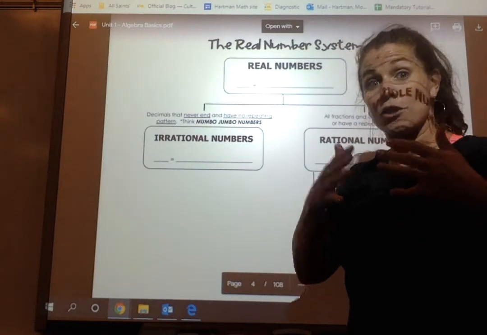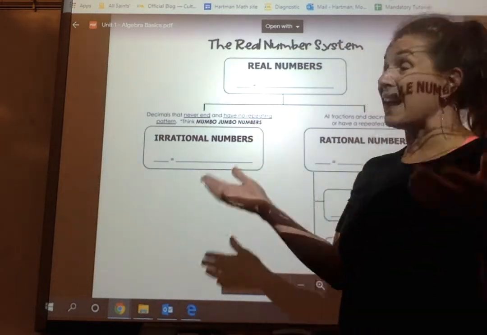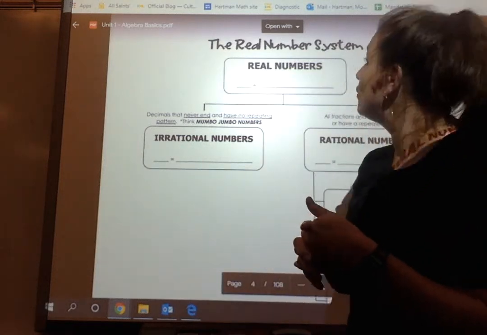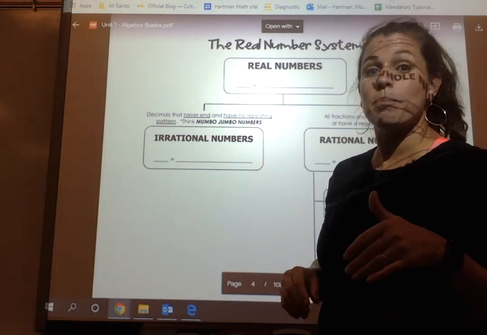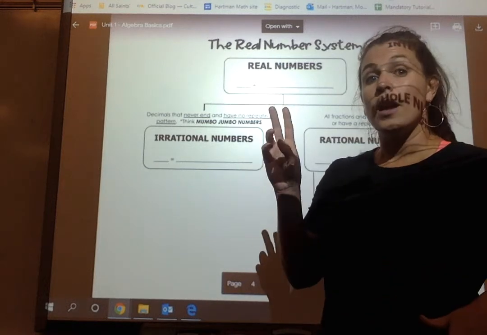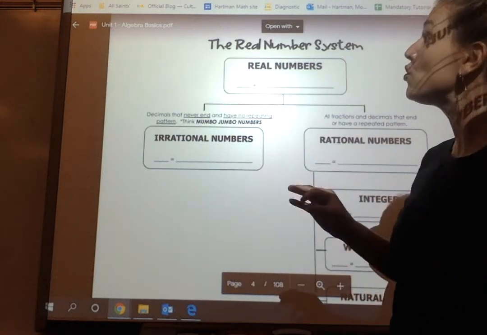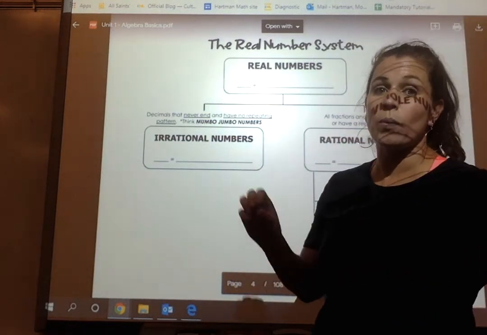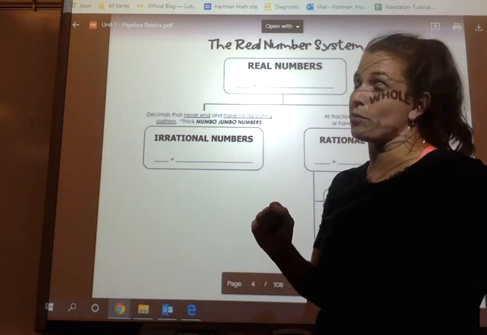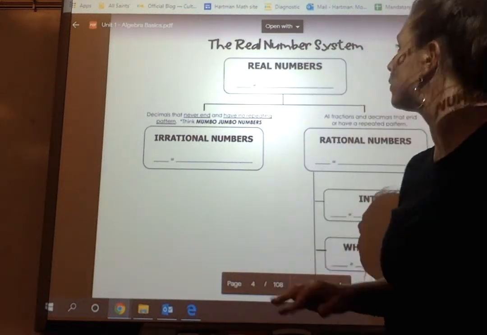Now, when I say the real number system, it implies that, well, if you have a real number system, is there a fake one? And the answer is kinda. We do have an imaginary number system, but you're not going to deal with that until Algebra 2. So make sure as you go through Algebra 1, we are only working with the real number system. All of Algebra 1 is real number system.